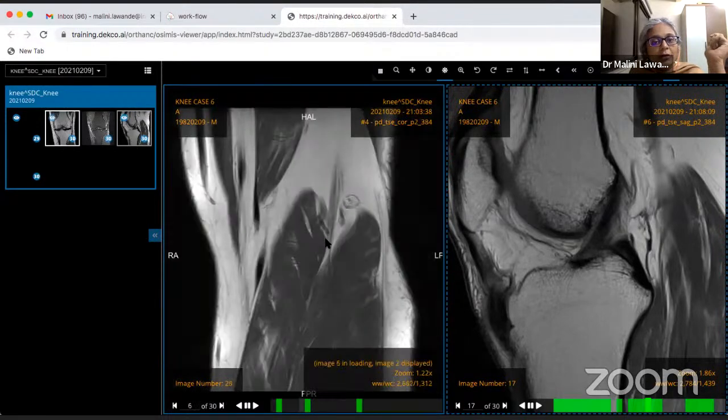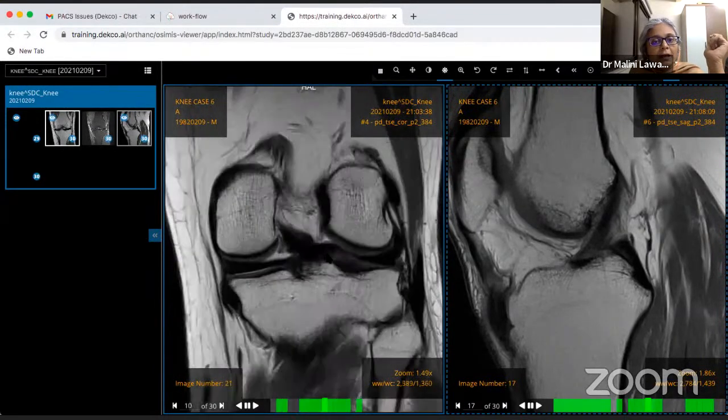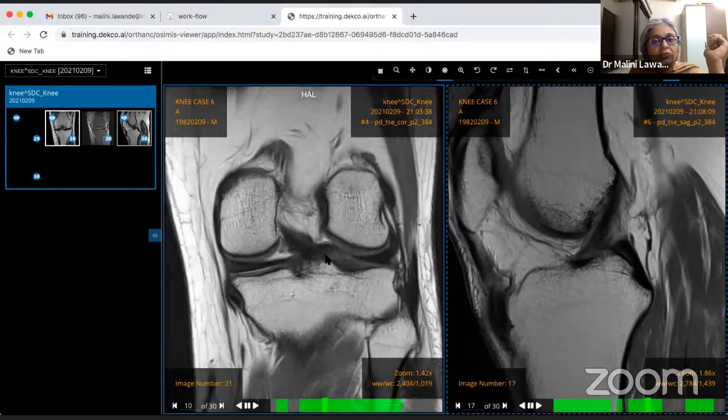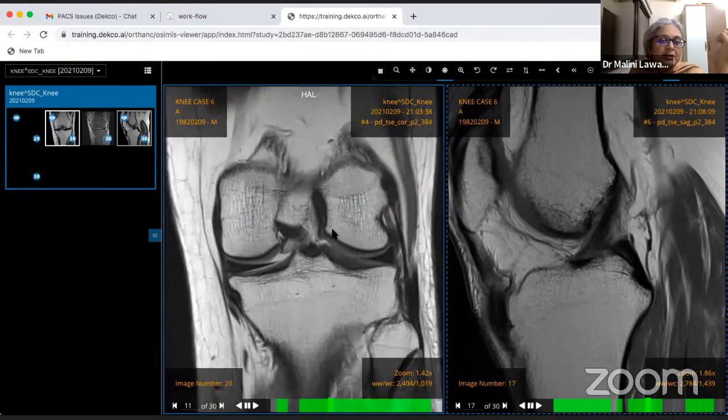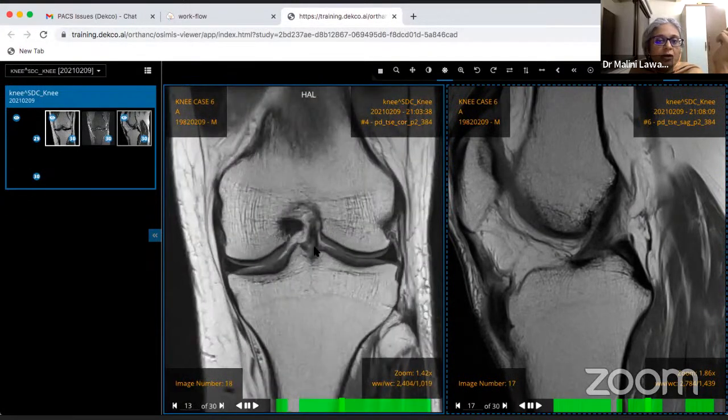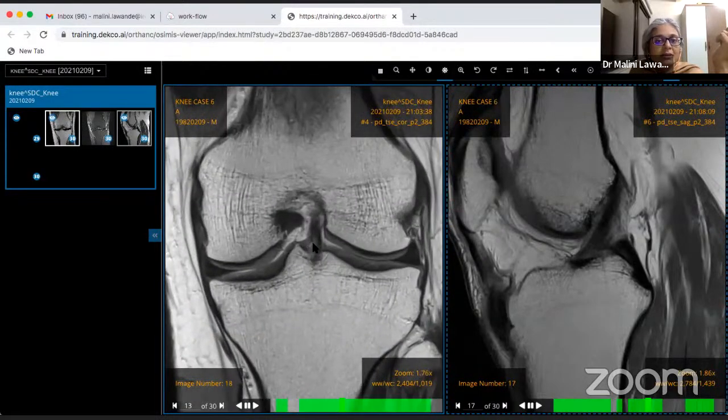Let's try looking at it on the coronal images too. How do I see it? Yeah. So towards the femoral attachment, they are so closely placed that it can be difficult to differentiate. But as you come here, you can clearly see two bundles. This is anteromedial and this is posterolateral.